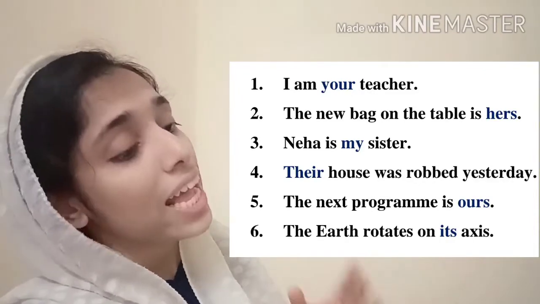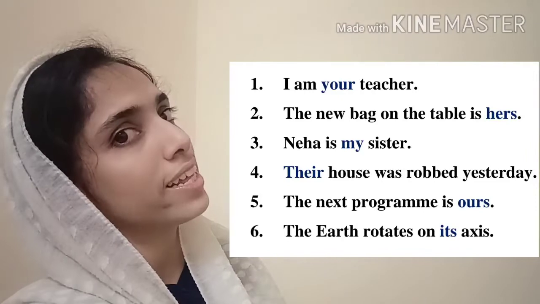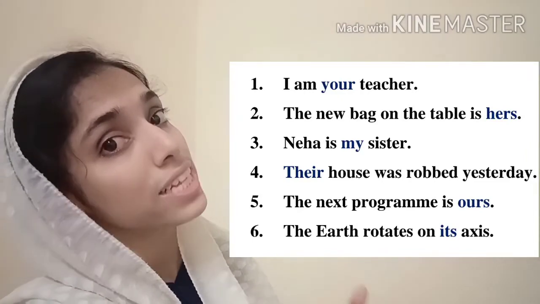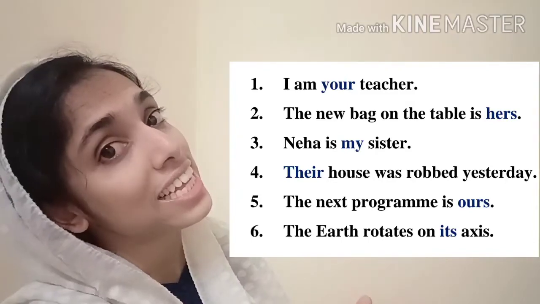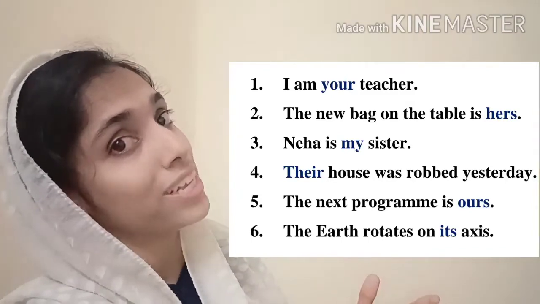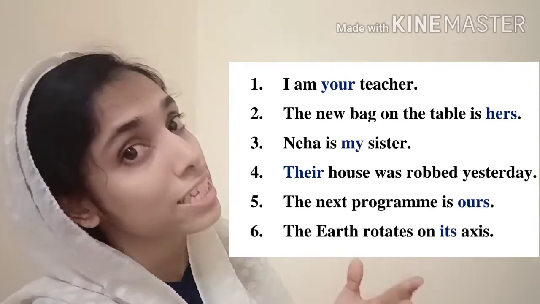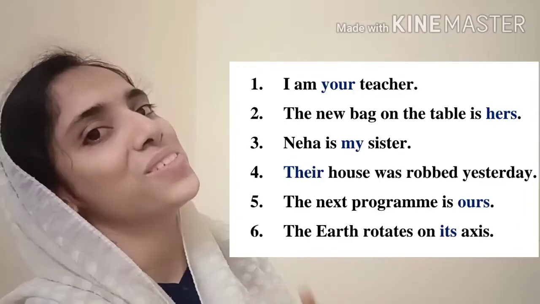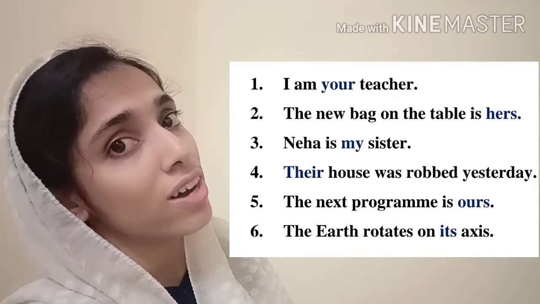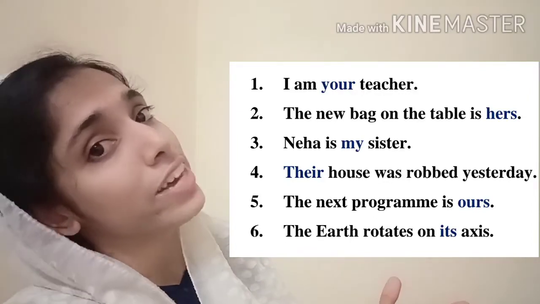Fourth one, their house was robbed yesterday. Their house. Here also we can see a noun, house. House is a noun. So we should use the possessive determiner their before the noun house. Okay, can we use theirs? Theirs never comes before a noun.